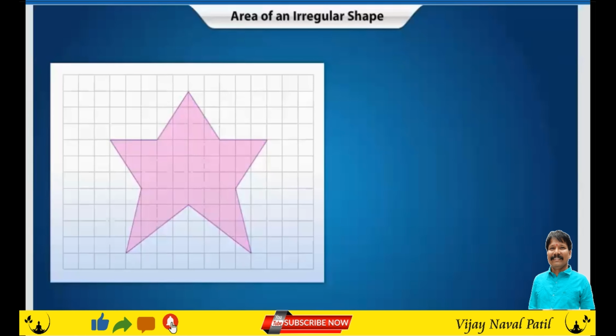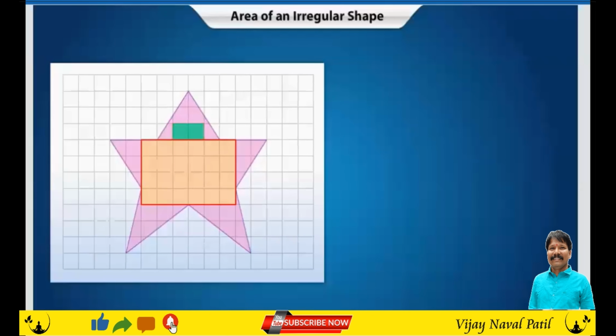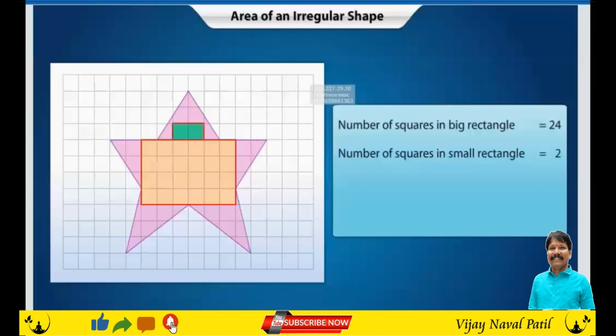Next, make as many big rectangles and squares within the star as you can find. Here we have one big rectangle and one small one. Now you can easily count the number of squares that this big rectangle covers. Well, how many squares does this rectangle cover? It covers 24 squares. And how many squares does this small rectangle cover? It covers 2 squares.